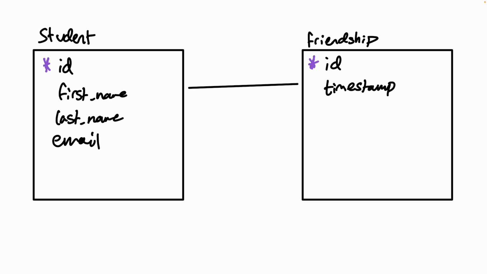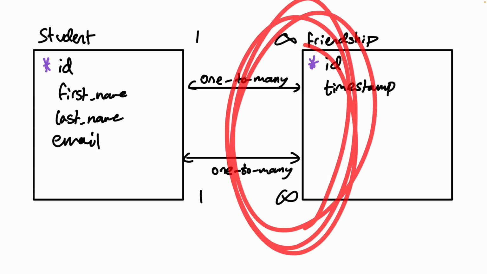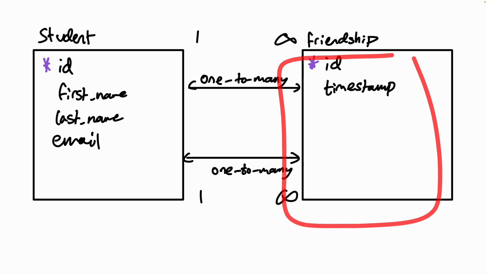So I'm saying that I have a one-to-many and a one-to-many relationship right here. And so because I have two relationships, I need two foreign keys. Remember, foreign keys, when we use a one-to-many, we need to include one. So if I have a one-to-many and a one-to-many, I need to include the foreign key on the many side of the relationship, which would be the friendship table.